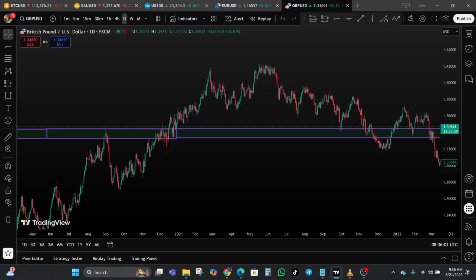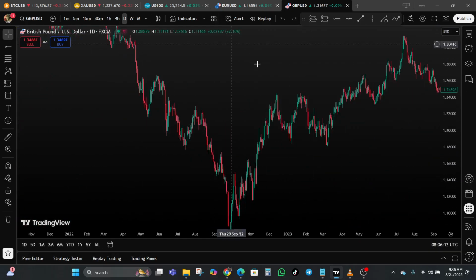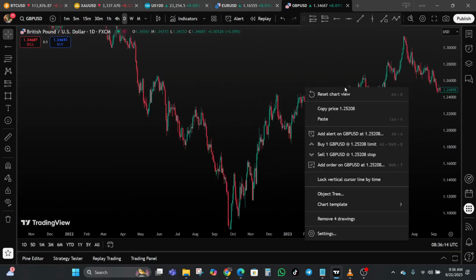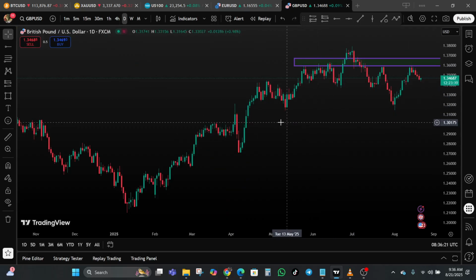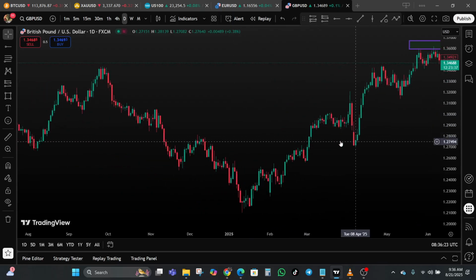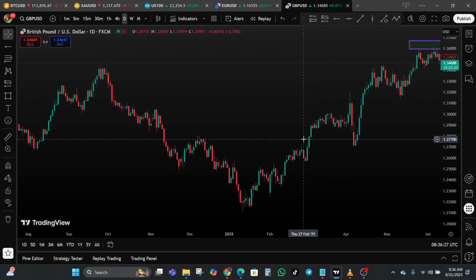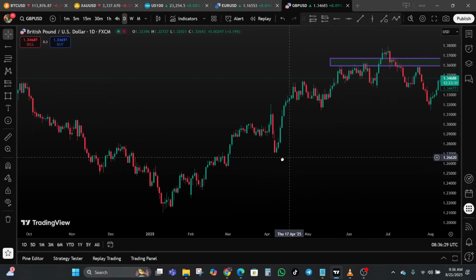So how can you use rejection blocks in your trading? The first step is to always combine them with market structure. All right. For example, if the market is bullish and you see a rejection block form at a key low, that zone could serve as a continuation area for the next bullish push. But if the market is bearish and a rejection block forms near a high, it could signal a reversal or resistance zone.